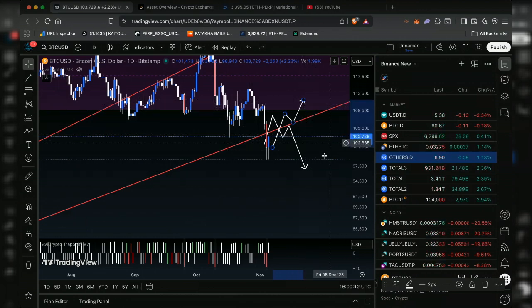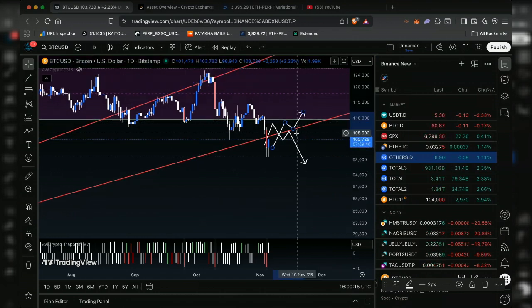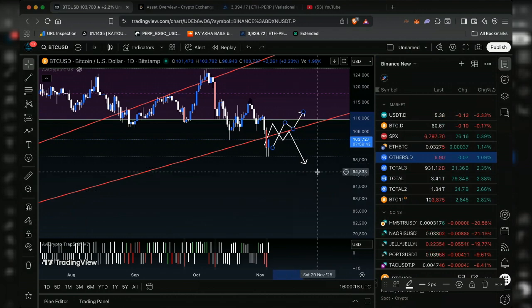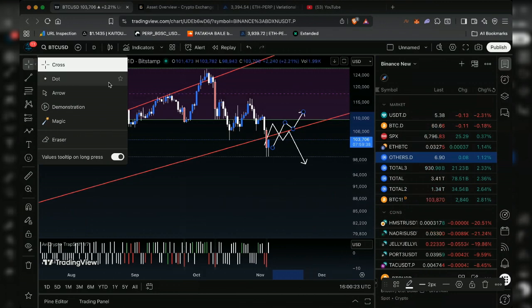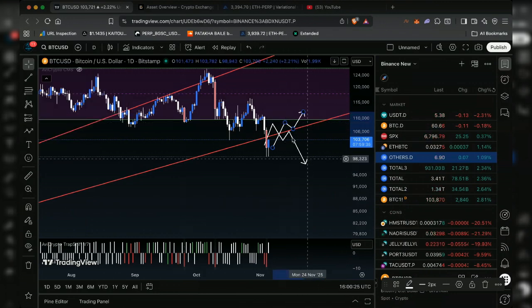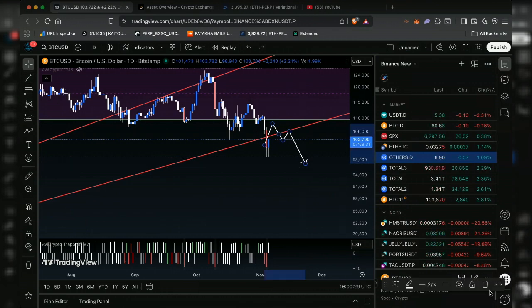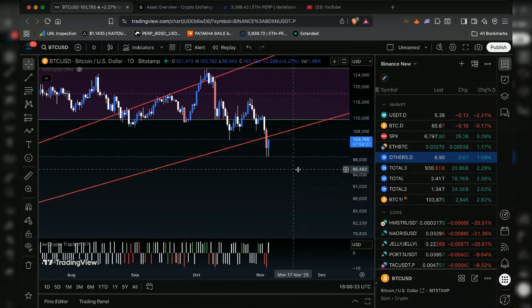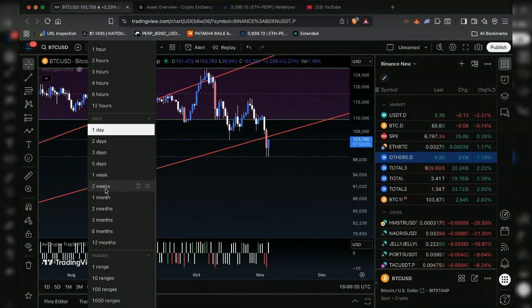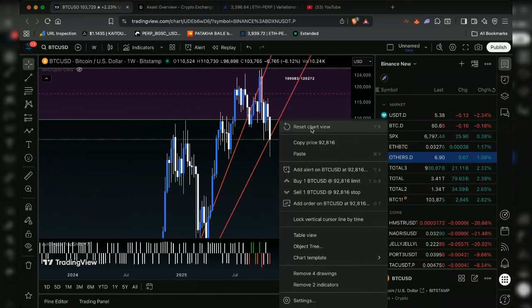So in any case, the direction towards the downside is more likely right now as per the analysis of the market conditions, unless we claim this 109, 110 or 111k very successfully with good volume. So let me just switch to the weekly time frame.